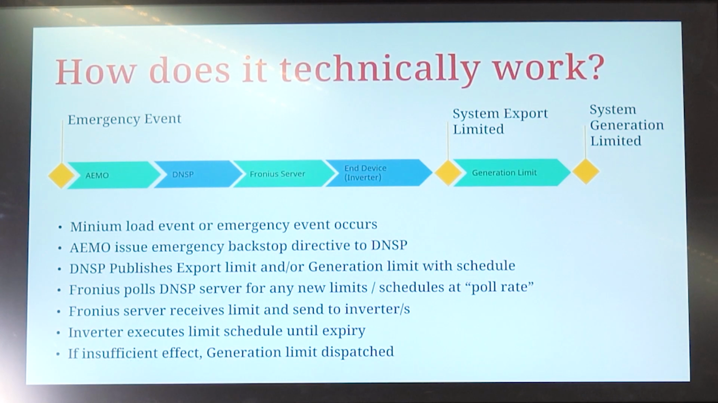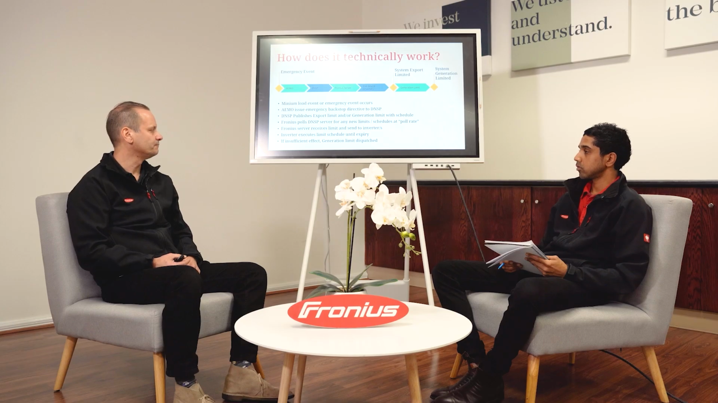Then AEMO will probably look at the system stability and see if that is sufficient, and if not, they will then go to a generation limit. That means another command will be issued and the inverter, instead of being an export limit, will be a generation limit, reducing it, in other words, creating more load on the grid.